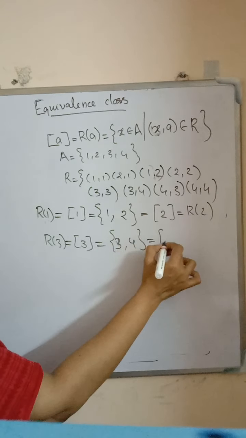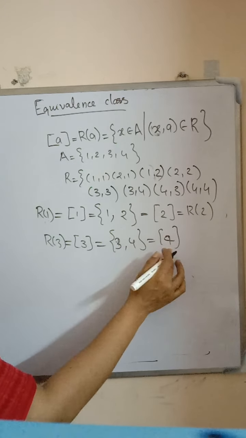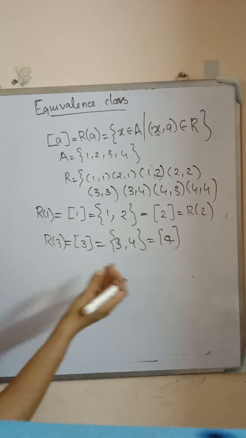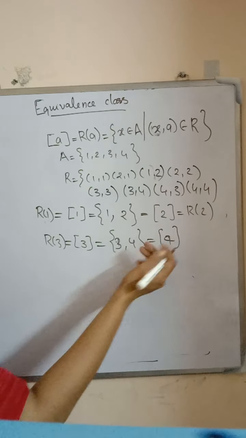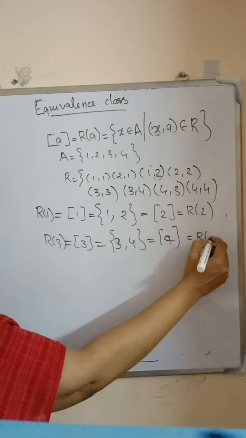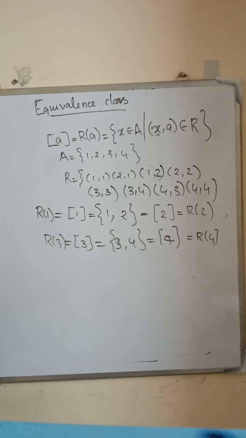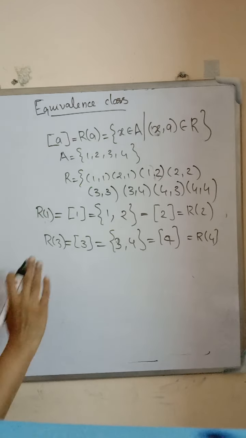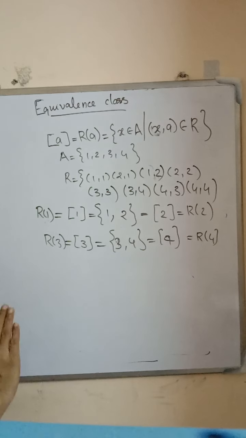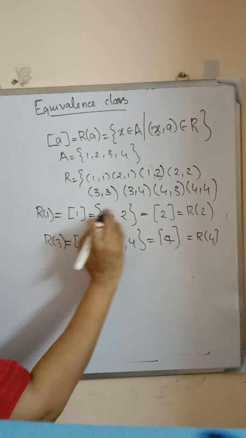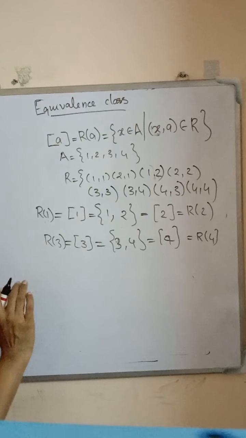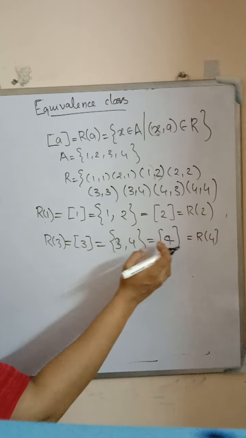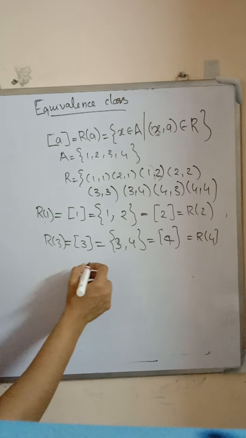That is the same as the equivalence class of 4. The equivalence class of 4 means the set of all elements related to 4, which is {3, 4}, so that is equal to R(4). Here we get two equivalence classes: the equivalence class of 1 and the equivalence class of 3. The equivalence class of 1 is identical to the equivalence class of 2, and the equivalence class of 3 is identically equal to the equivalence class of 4.